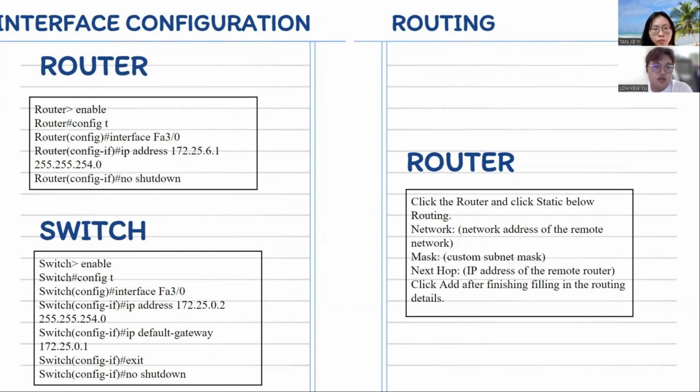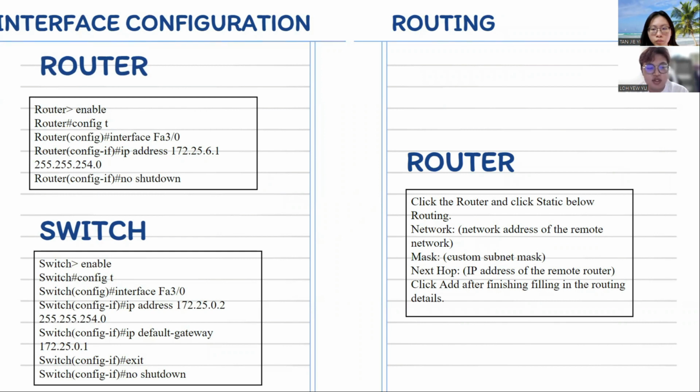172.25.6.1 is the first usable IP address, then 255.255.254.0 is the subnet mask. So after assigning the IP address for the router, we will key in the no shutdown command. And next, same goes to the switch. We will still enter the privileged access mode and go to the particular interface. Then we assign the IP address using the same way as the router.